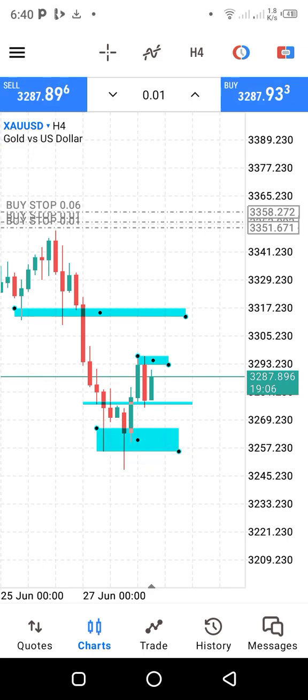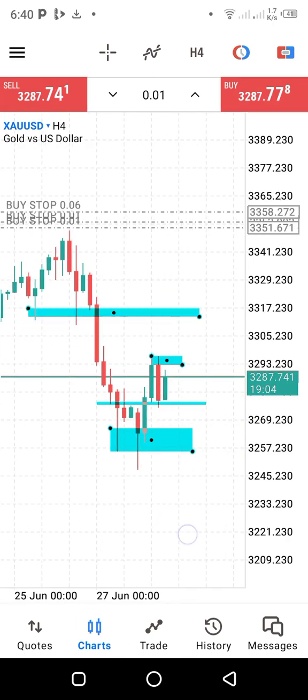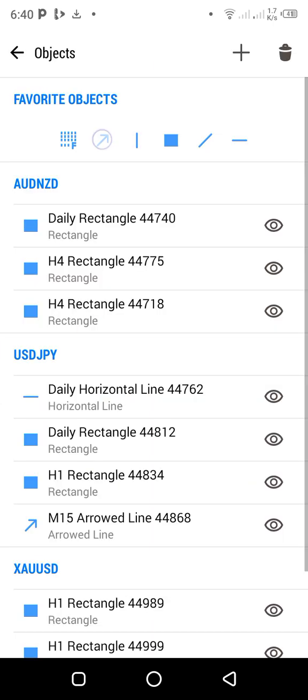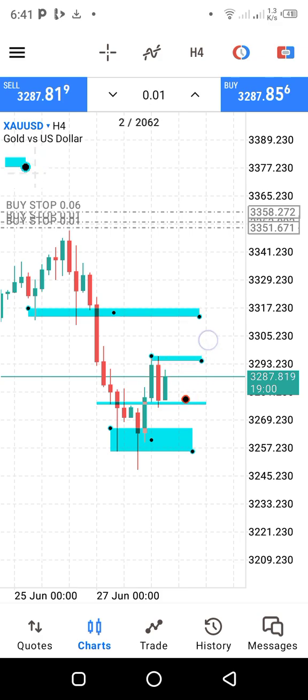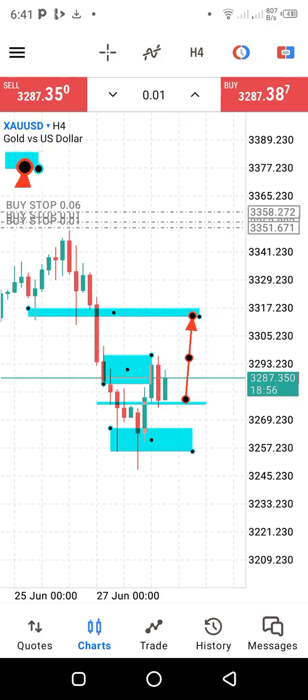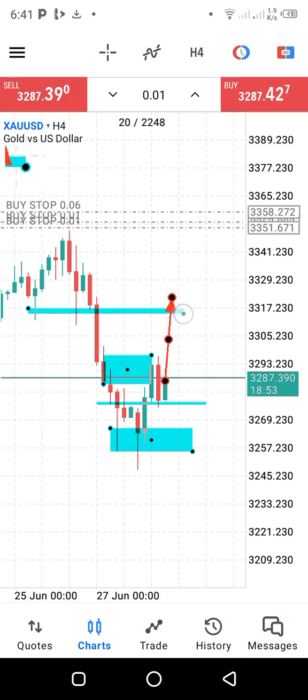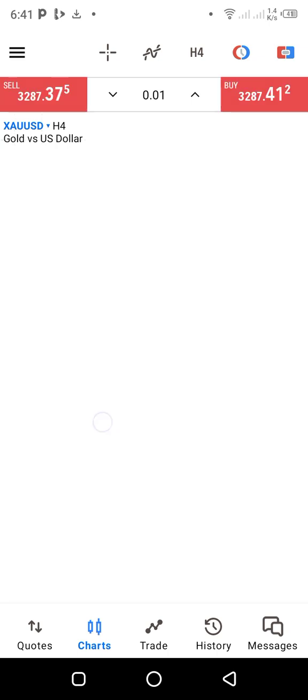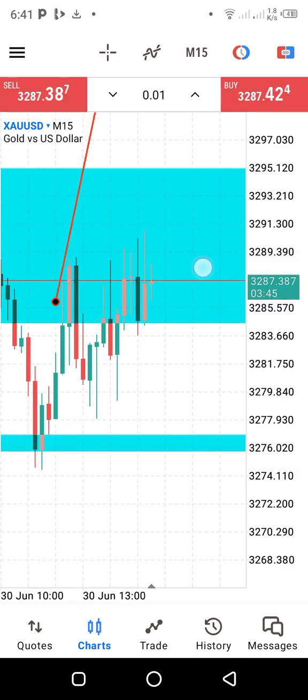So currently, what I'm seeing on gold is that price may have the potential to push up towards this area, then perhaps it may resist this area and then continue lower. But currently I don't have any setups here on gold, so I'll simply just call it quits for gold. Don't have any clear setups.